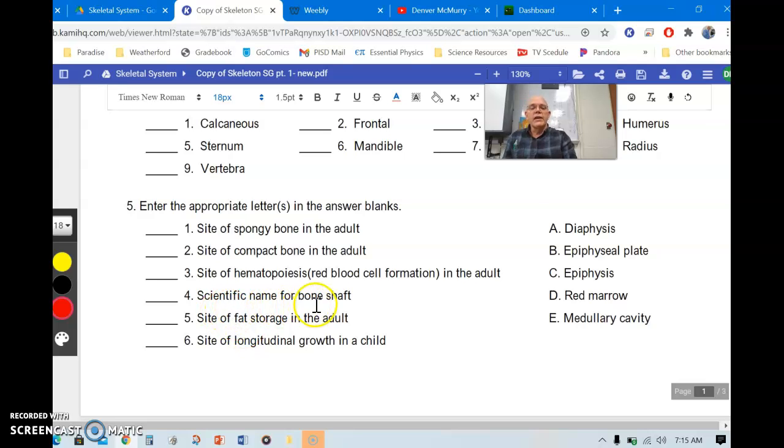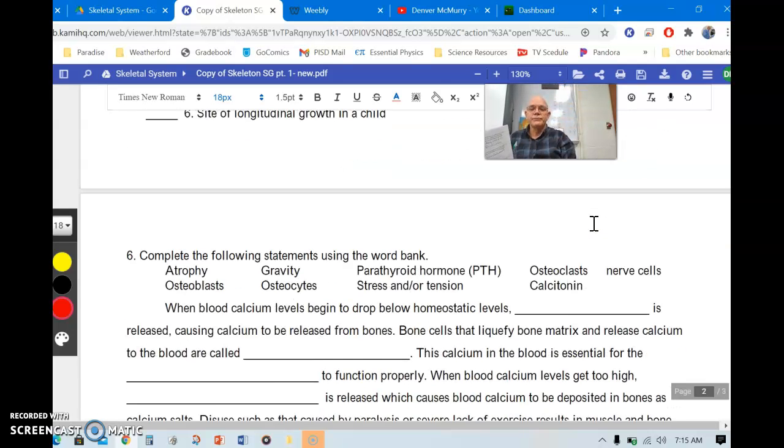All right, number 4, scientific name for the bone shaft is the diaphysis, the long skinny part. Shaft is hard, compact bone. Number 5, site of fat storage is going to be in the hole in the middle, which is the medullary cavity. And number 6, longitudinal growth, how they get longer, would be at the epiphyseal plate. If we want to know how they got wider, we'd say on the outside of the diaphysis. It just adds on bone to make it wider. But the epiphyseal plate's at the top and bottom that allows it to go up.